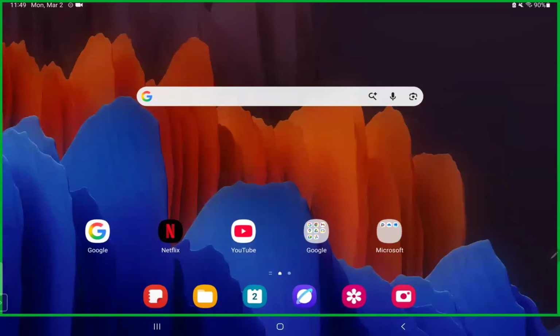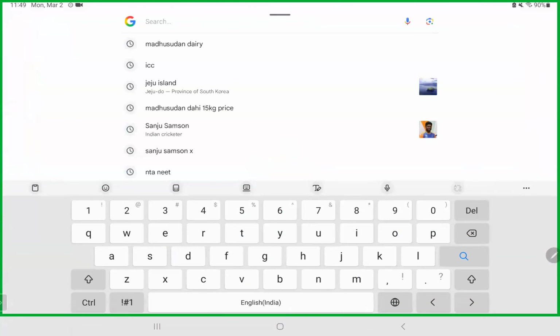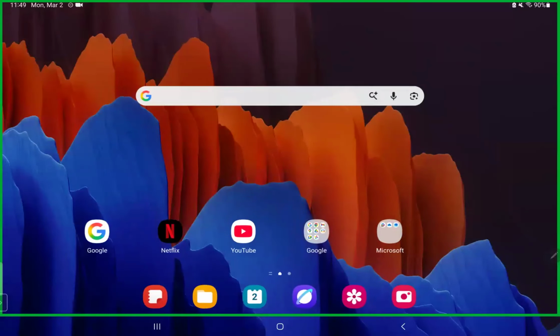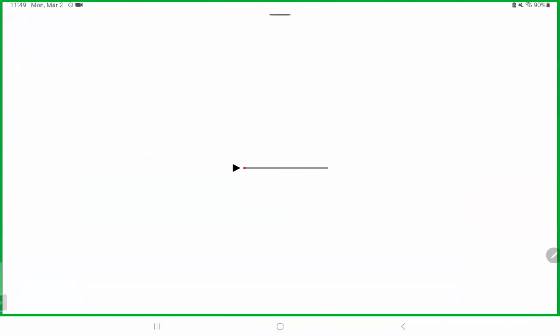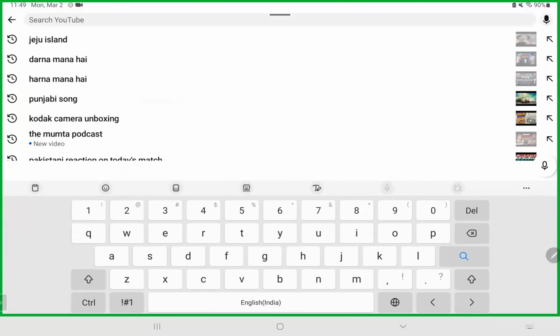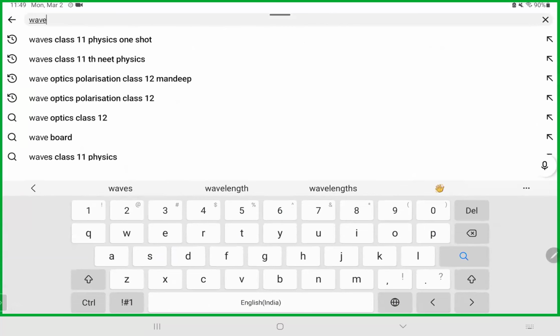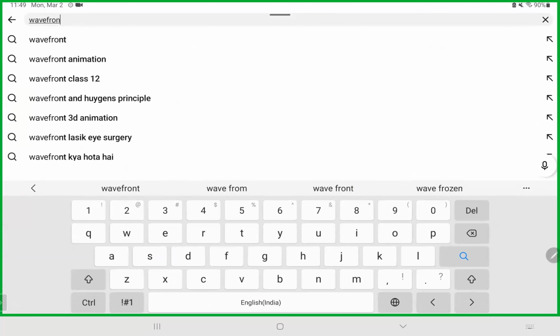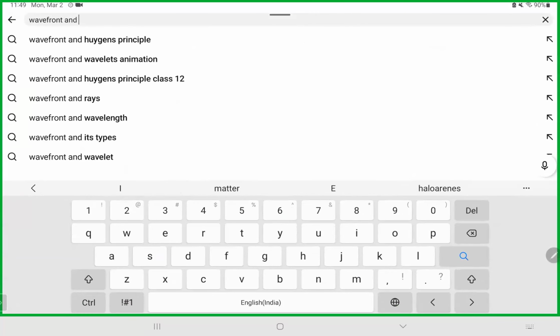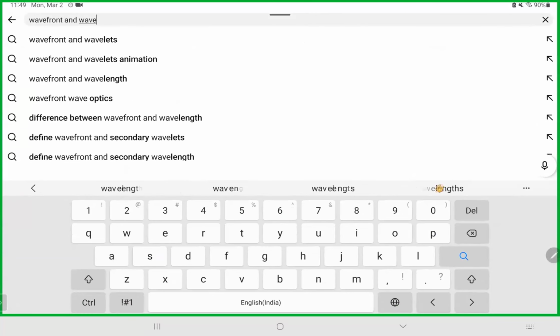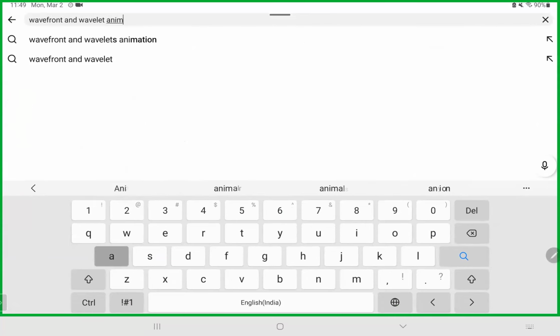As I showed multiple times, same thing I'll show. I'll show a wave on YouTube, wavefront and wavelet animation.